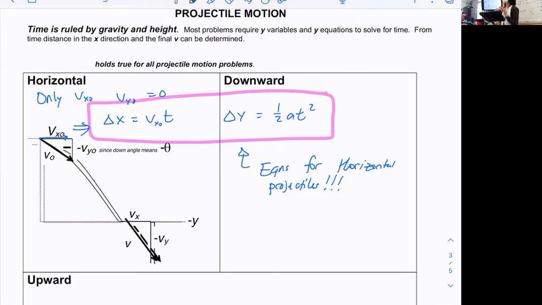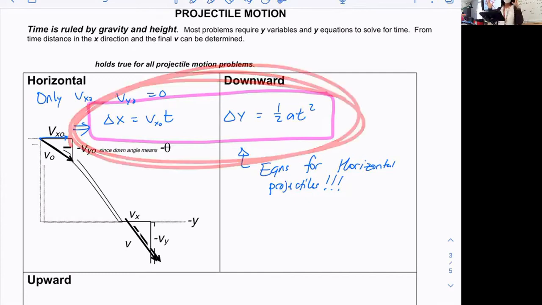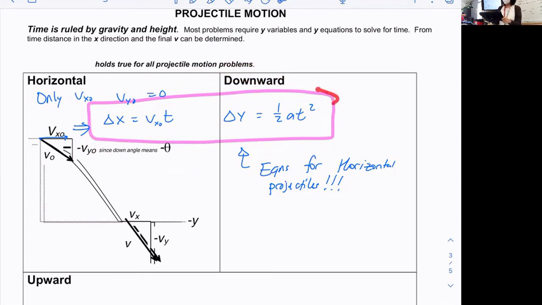Expect to see this on the exam where something is flying off horizontally. And the moment you see "flying horizontally" or the words "horizontal projectile," these should be the equations that you immediately think of. These equations are not in this format on your equation sheet. On your equation sheet, the way it looks is like this: x equals x naught plus v naught t plus 1/2 a_x t squared.